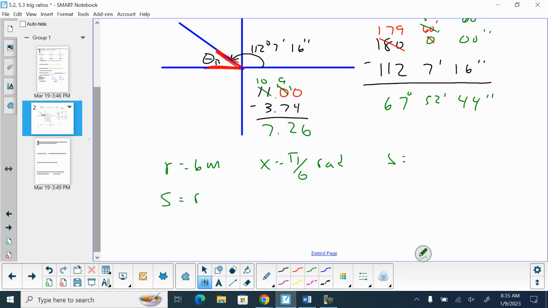arc length is our radius times our angle measure in radians. Our radius times our angle measure in radians. Once again, the x needs to be in radians. So we can look at this as my radius is 6, my radians is pi over 6. The 6s cancel out. So we have pi meters. That's one way of thinking about it.